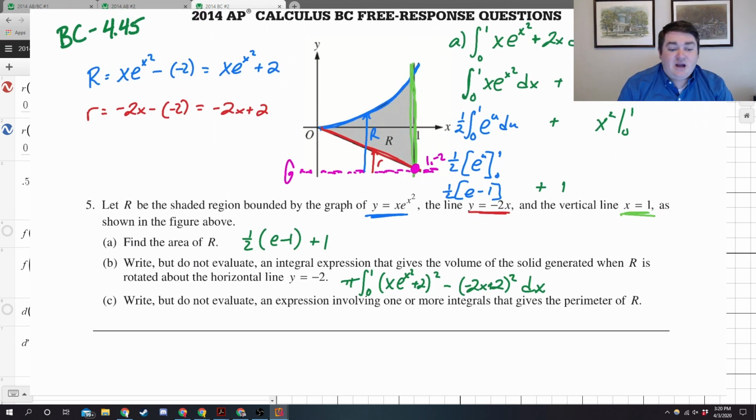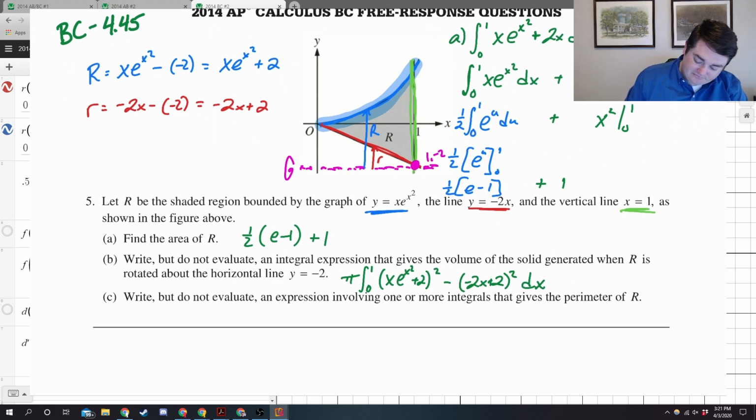And then finally, write but do not evaluate an expression involving one or more integrals that gives the perimeter of R. I love this problem. Perimeter means we're adding up all three sides. And we've got different strategies for all of them. We'll start with the hardest one, and that is the length of this side. We're going to need to use our formula for arc length there.